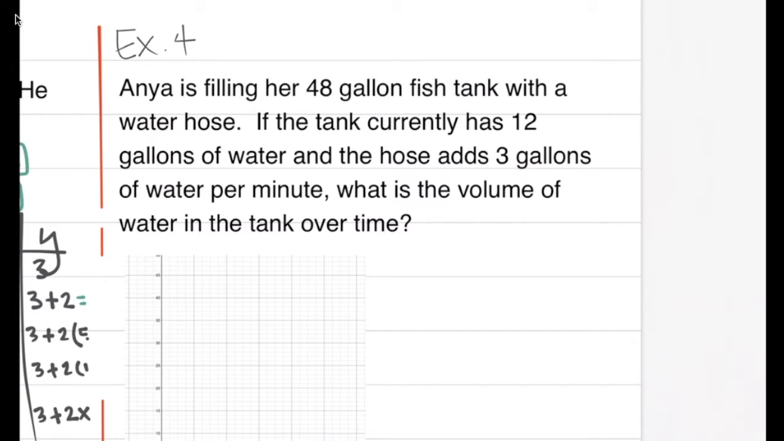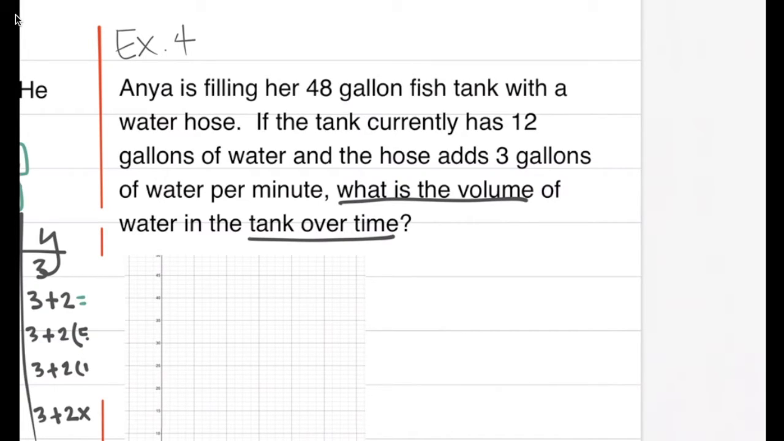So what I would suggest doing in the very beginning here is identifying what your independent and your dependent variables are. So here's a couple things to think about. Look at the last sentence. A lot of times it gives you a clue as to what your two variables are. So notice it says, what is the volume of the tank over time? So when you think variables, think about things that are changing. The two things that are changing are the volume of water in the tank and the time.